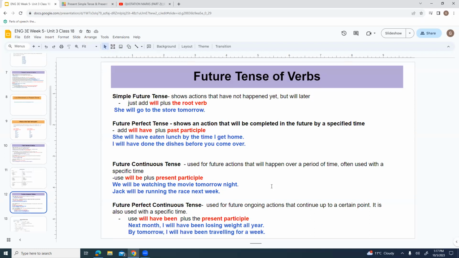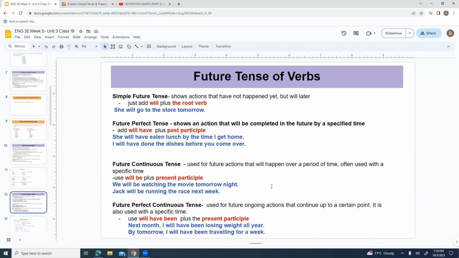For that, we're going to use will be plus the present participle. We will be watching the movie tomorrow night. Jack will be running the race next week. So it has a continuous type of action.